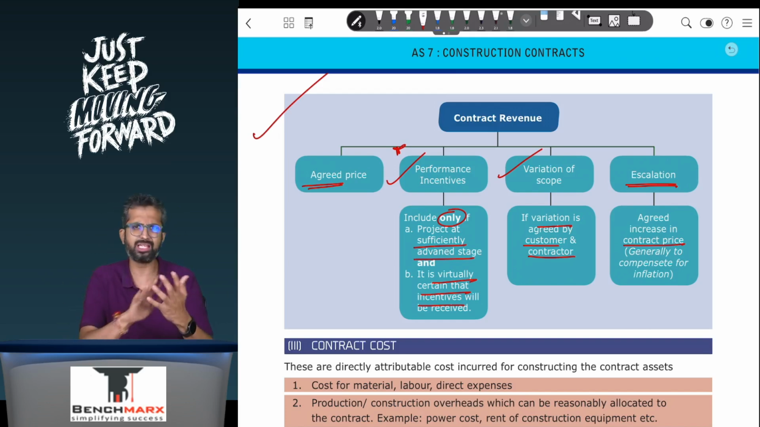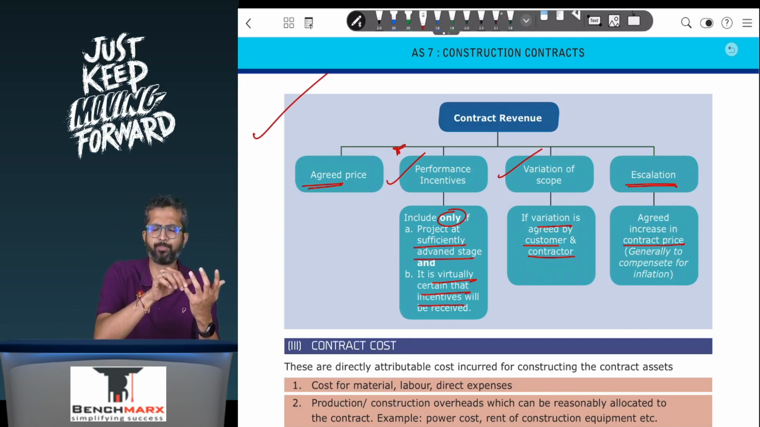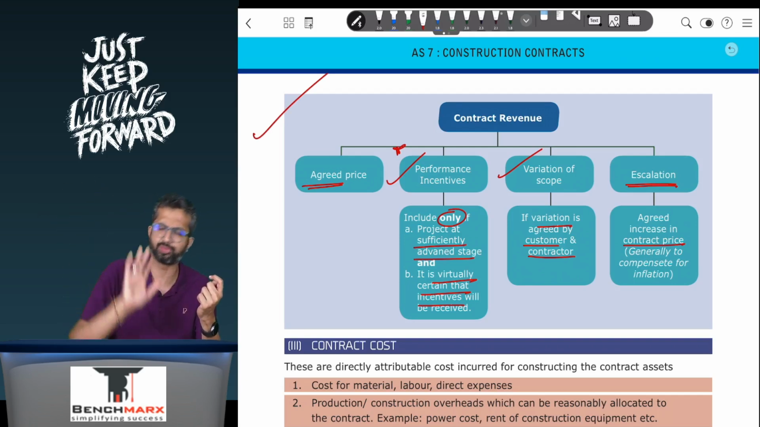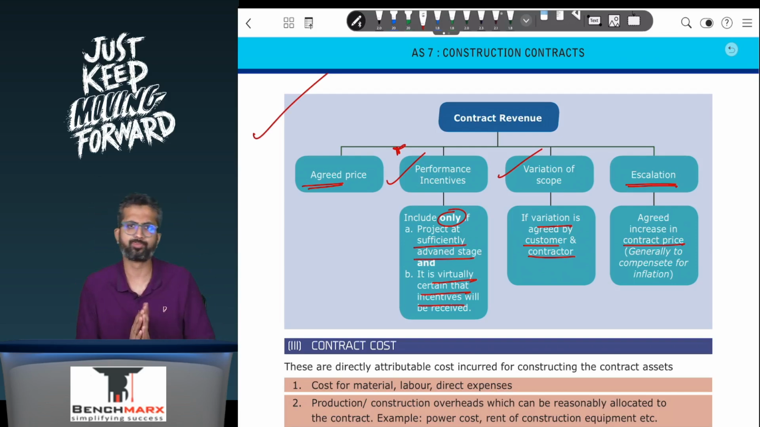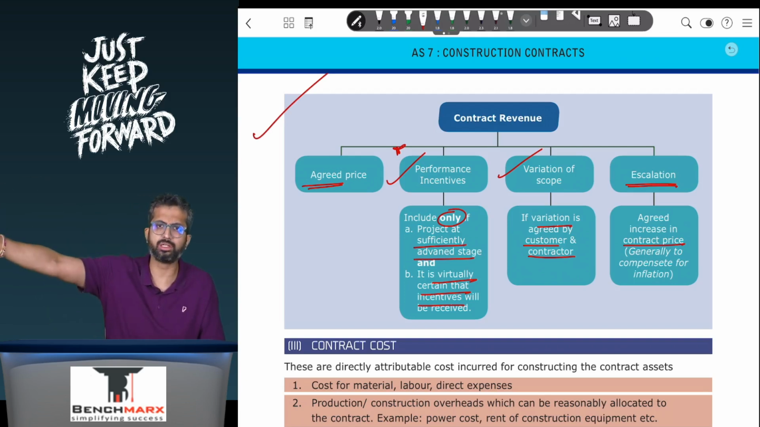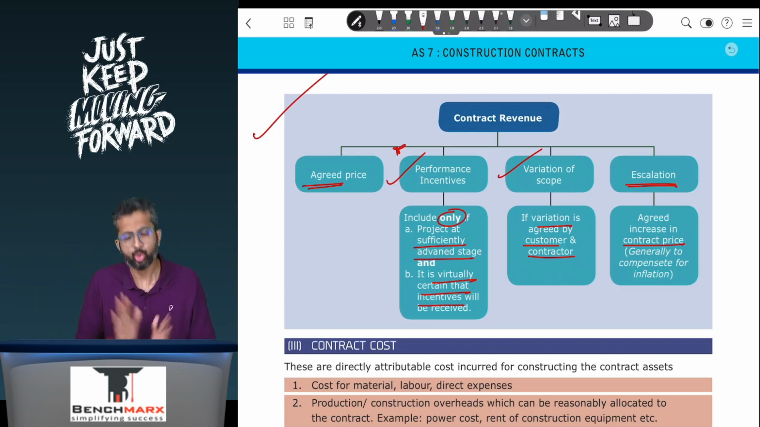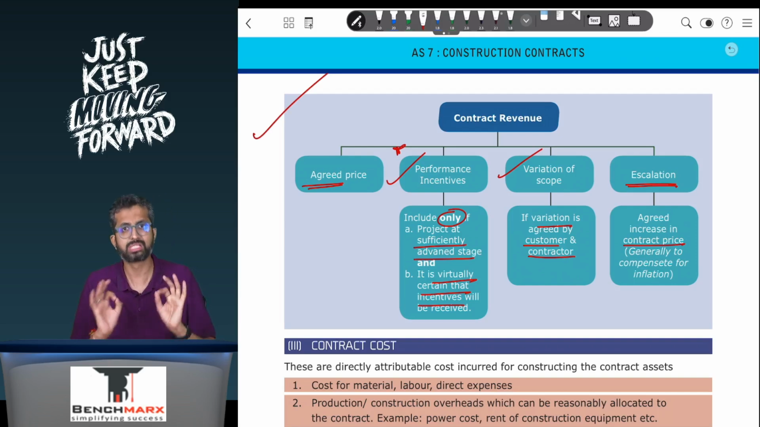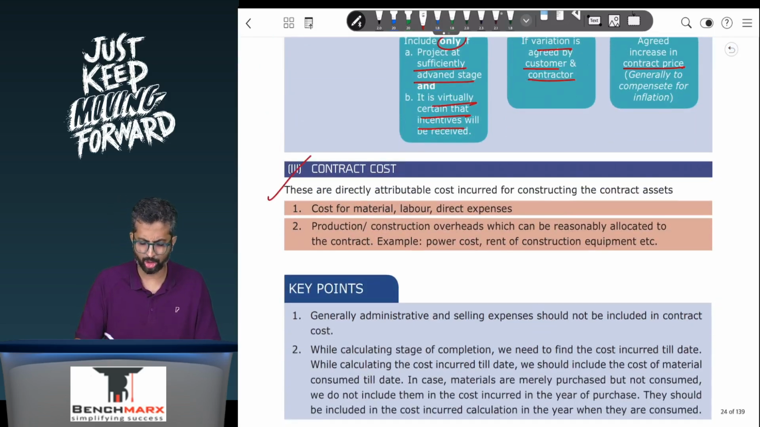So over here, these 4 items should be there: agreed price, variation in scope if agreed, performance incentives if the contract is at a sufficiently advanced stage, and escalations or any other reimbursements that the buyer is going to give to the seller. These will be considered as a part of your overall contract revenue. We will do a sum which is entirely pertaining to the contract revenue specifically.